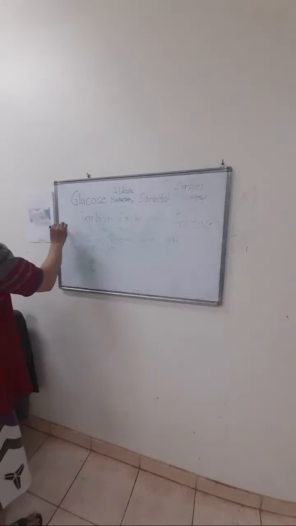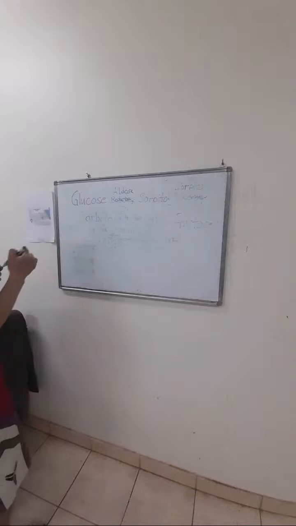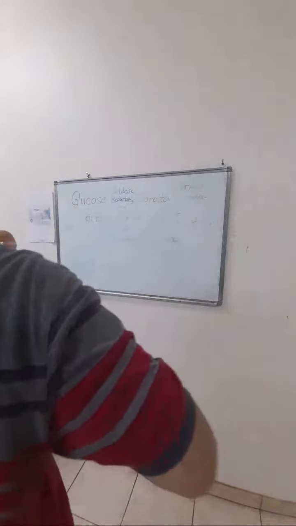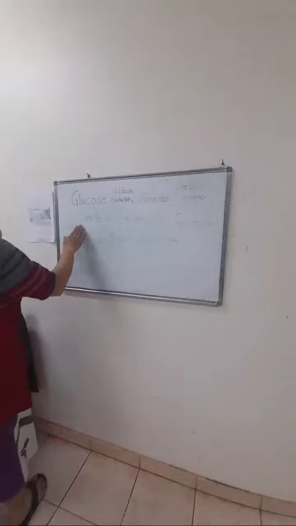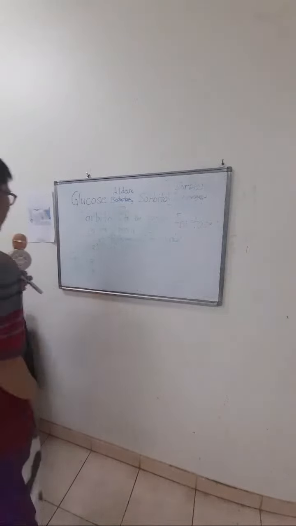We will substitute that in the formula CnH2n+2On, where n is the number of atoms, and substitute it there. Like that, you can get the double bond. Okay, you got the point.